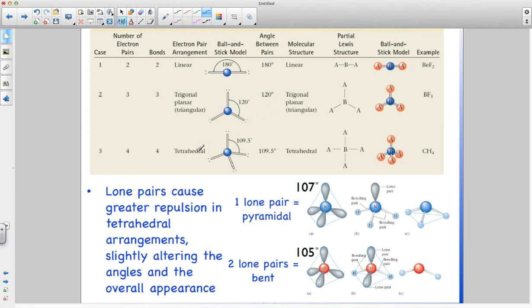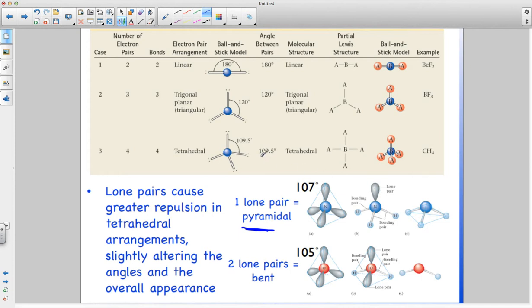Then we went into 4 bonding sites. If we have 4 true bonds with no lone pairs, then we call it a tetrahedral, and it has a 109.5-degree bond angle. Now, if we had a parent structure that was tetrahedral, but we had 1 lone pair, much like this one right here, we have 1 lone pair and 3 true bonds, then those little lone pairs cause 2.5 degrees of repulsion.